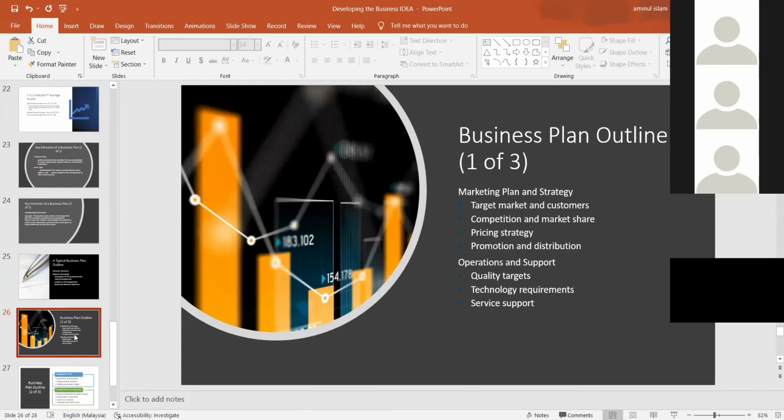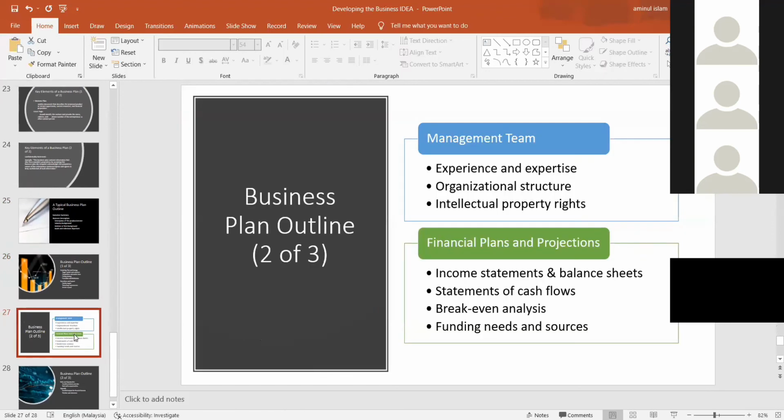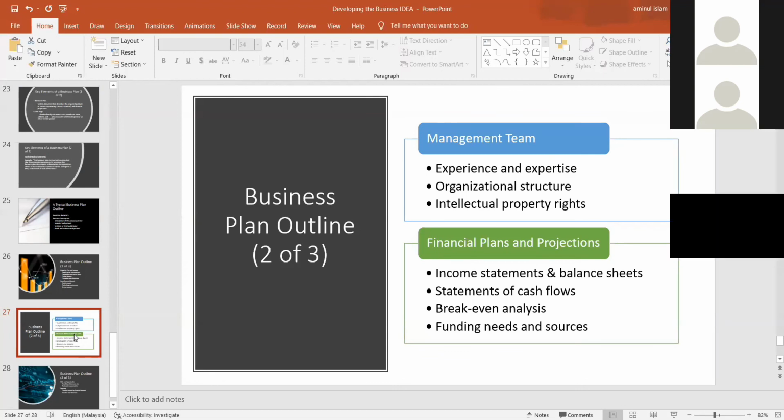Then you will have marketing plan and strategies. You will have a description of operations and support services available. You will also have to show the people who would like to finance your project the management team that is available, the expertise and experience, organizational structure, intellectual property rights, all that has to be there. And you also need sound financial modeling, whereby you will have a pro forma income statement and balance sheet, a statement of cash flows, and a break-even analysis to prove how soon you may reach the break-even stage. And finally you will show them your funding needs and sources available.